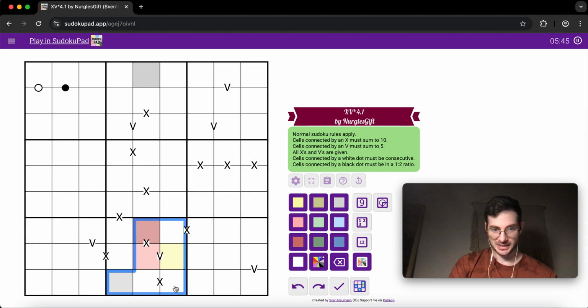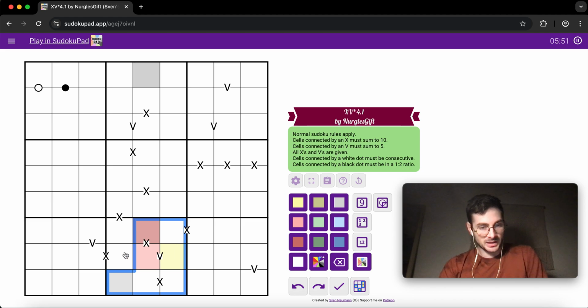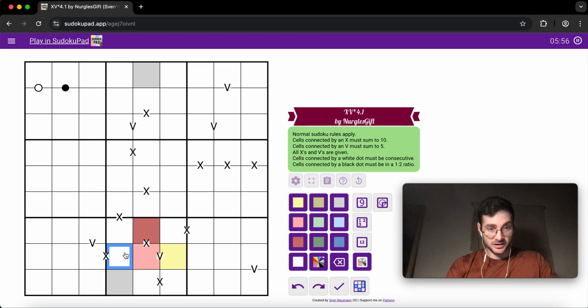This one can't be for the same reason as this one, which is that it is next to light yellow but there's no X between them. And it can't be here either, because if this were dark yellow, this would be light yellow, but there's already a light yellow in that row. So the only spot left for dark yellow is here, which means we know that light yellow is here.